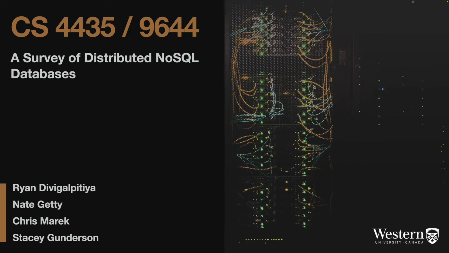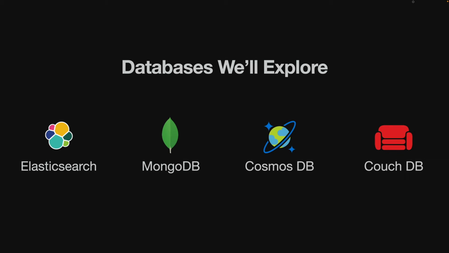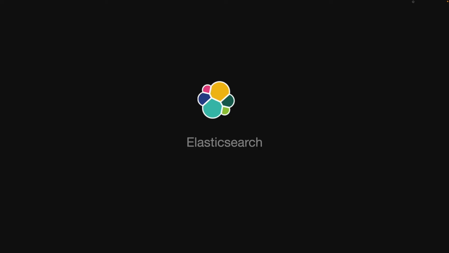for CS4435/9644, which is a survey of selected distributed NoSQL databases. The databases that we'll be covering include Elasticsearch, MongoDB, CosmosDB, and CacheDB. So the first one is Elasticsearch.